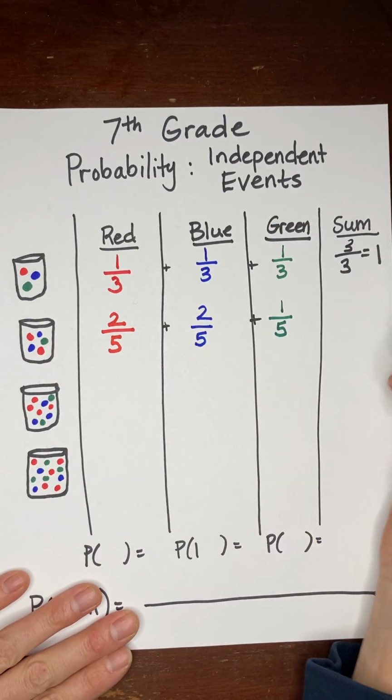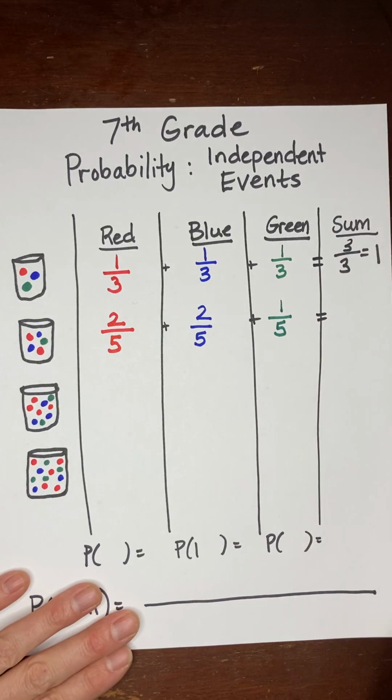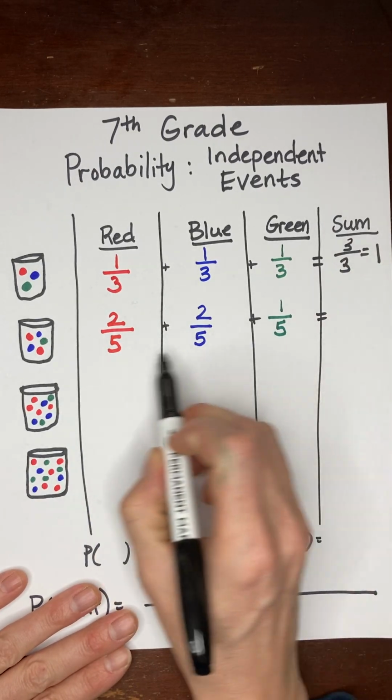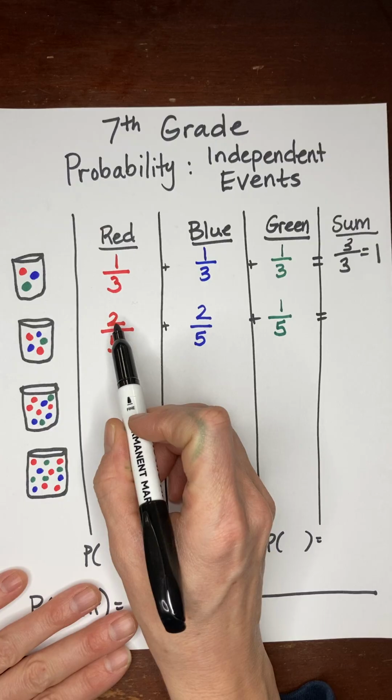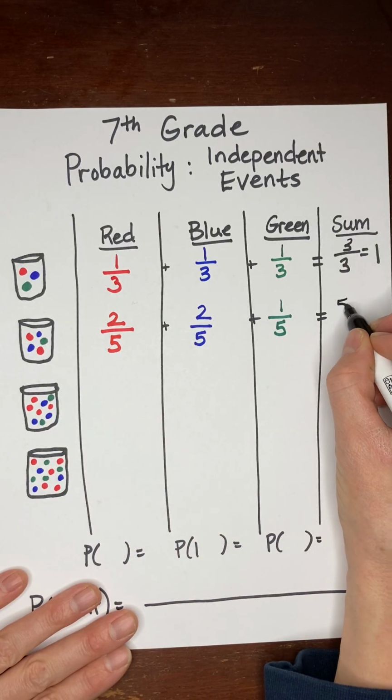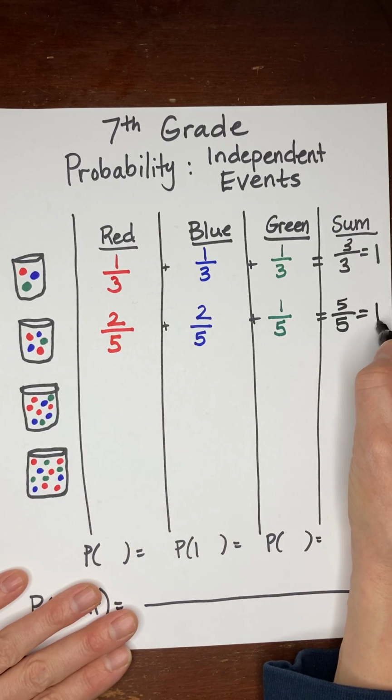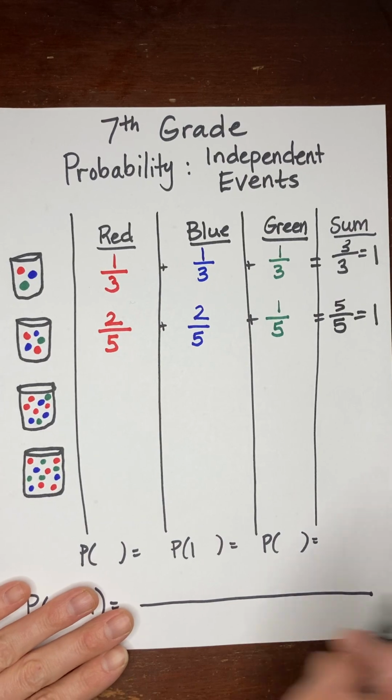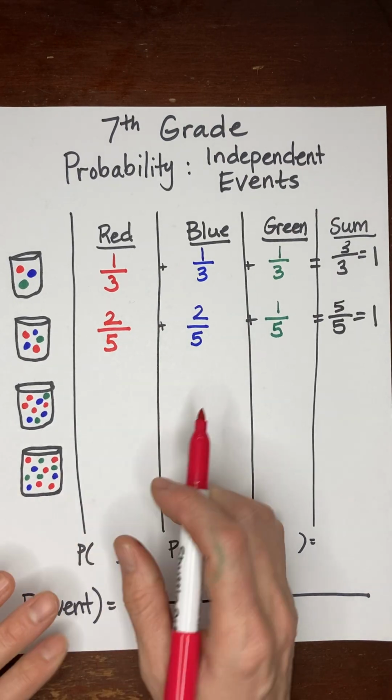Okay, so like last time, let's add these up. Forgot an equal sign over here. Okay, again, we've got a common denominator. We're going to leave that alone. We're going to count the top: 2, 4, 5. Interesting. It also equals 1. Okay, let's go to our next jar.